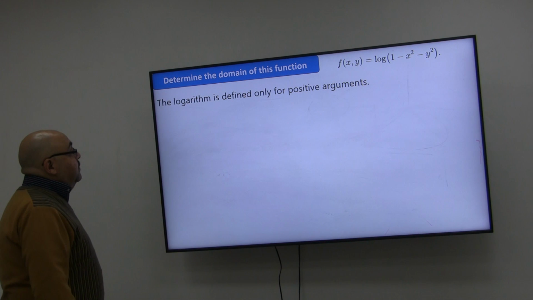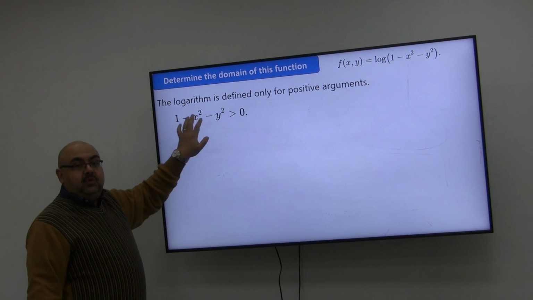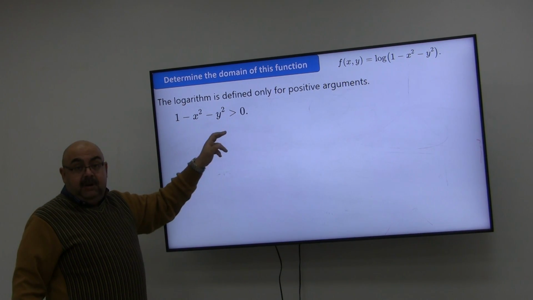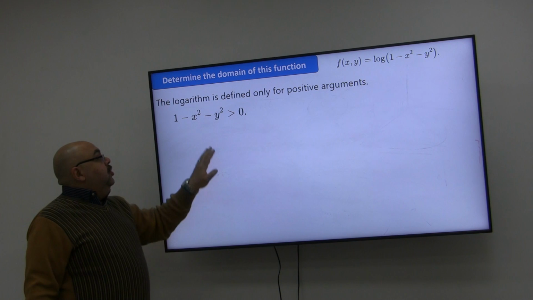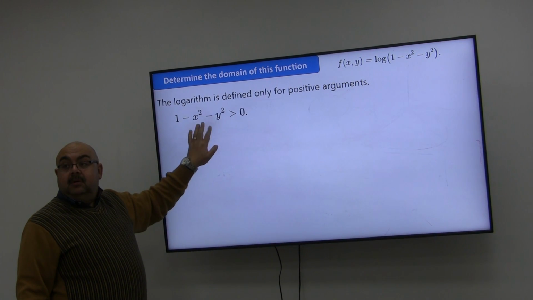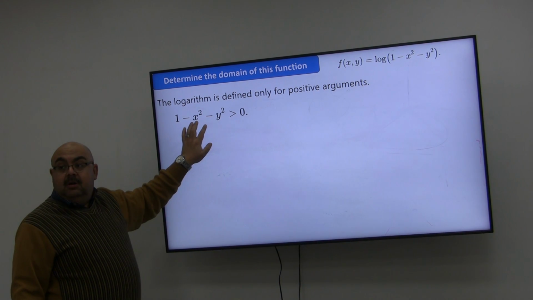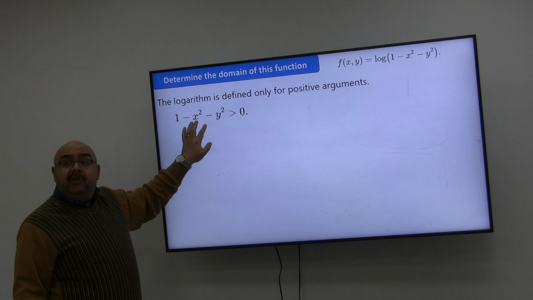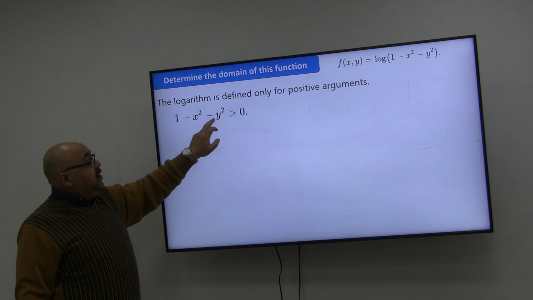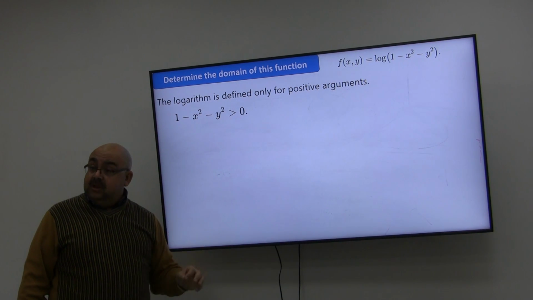So the first step to do something like this, I need to be sure that 1 minus x squared minus y squared is greater than 0. Why must I say that? Because simply I have log. So those numbers represent what? Inside of a unit circle. You're right. So this is actually x squared plus y squared less than 1. And x squared plus y squared less than 1, it's the circle.